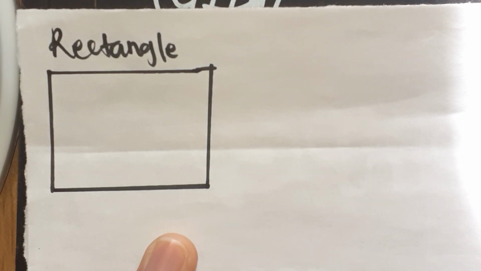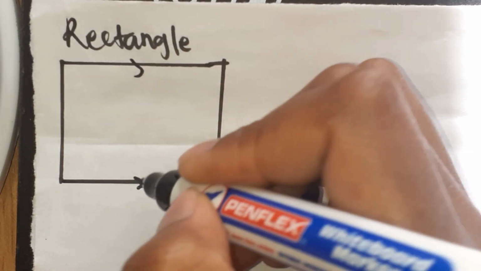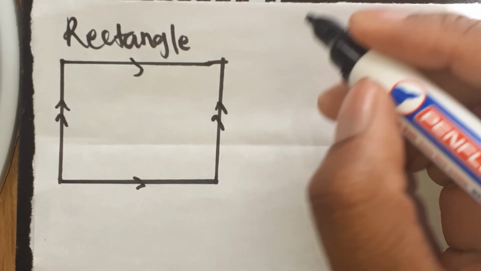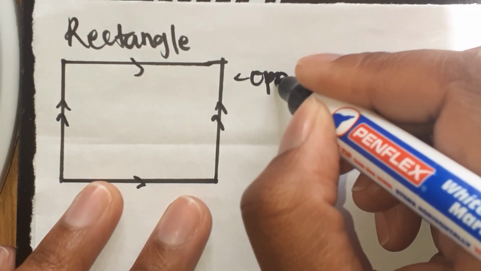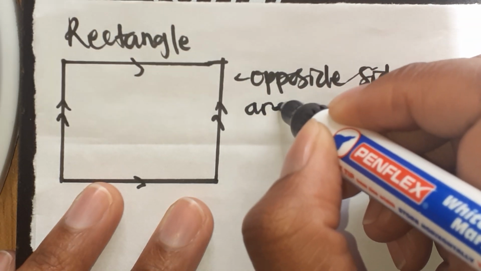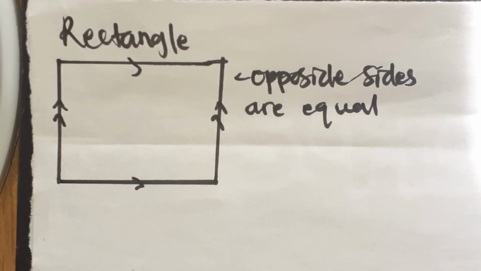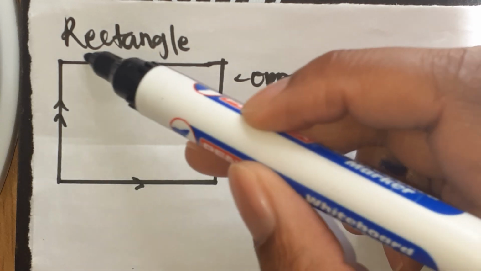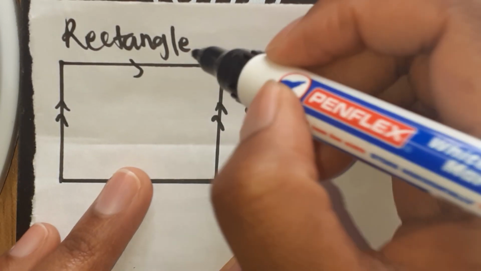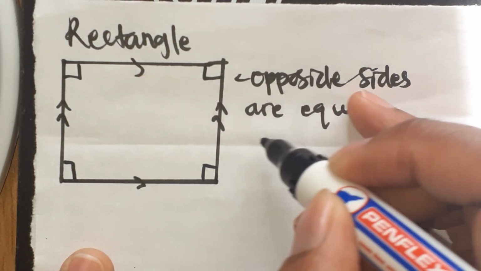We have a rectangle here. So with a rectangle, two sides are equal. So this side is equal to this side. With a rectangle, opposite sides are equal, right? So this side and this side are equal, this side and this side are equal. And again, these angles all make 90 degrees like in a square.